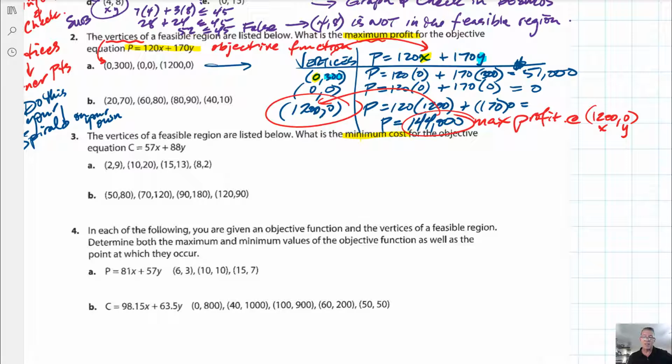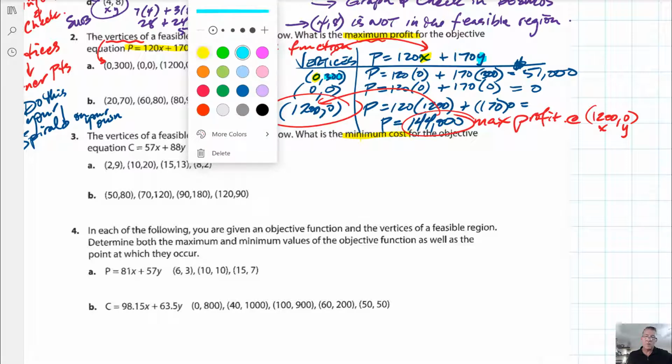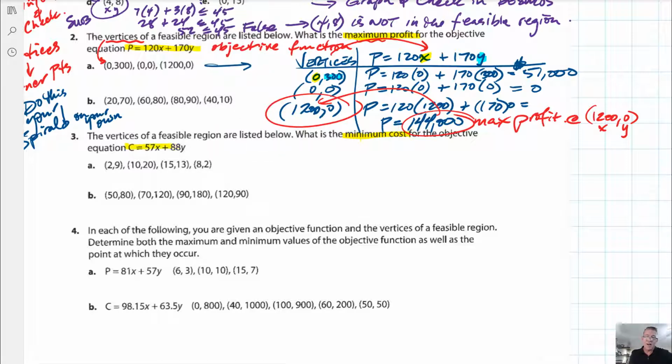Now let's take a look at C. C, or 3, is very similar, but this is a cost function. And you want to minimize cost when you run a business. So we have a cost function right here. This is the objective function again, but we're going to minimize the cost. C for cost, P for profit. So we call this the objective function, and our objective is to minimize the cost. That's why they call it an objective function.